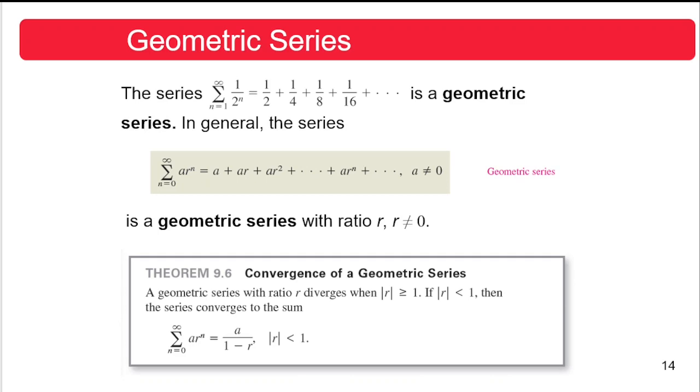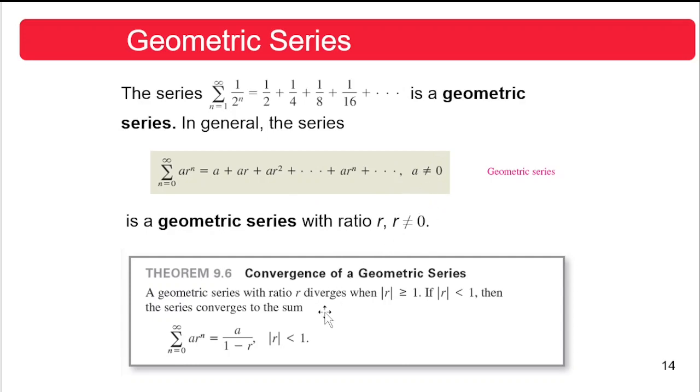So by definition, when you say geometric series, it is a series of this form, a summation of ar^n, where n is from 0 to infinity. If the value of n is 0, then you have ar^0 or a, plus if n is 1, then you have ar^1 or ar, plus if n is 2, then you have ar to the second power, and so on and so forth. Provided that the value of a is not equal to 0.